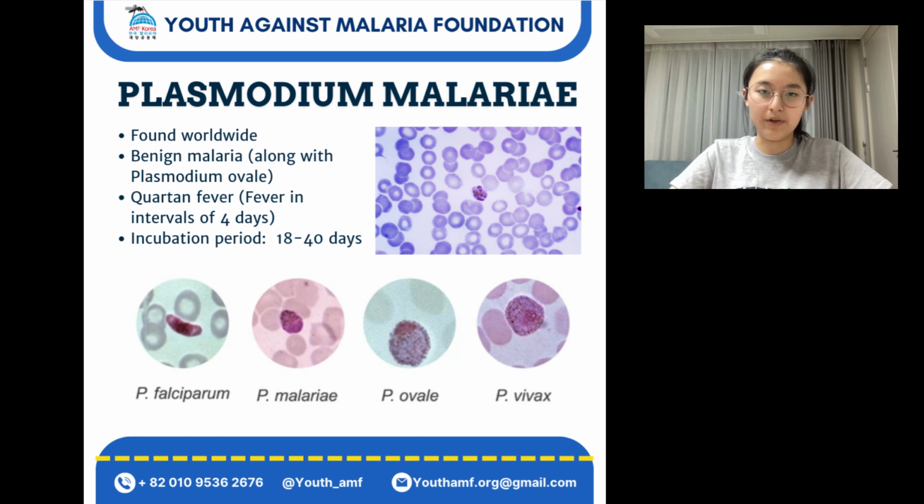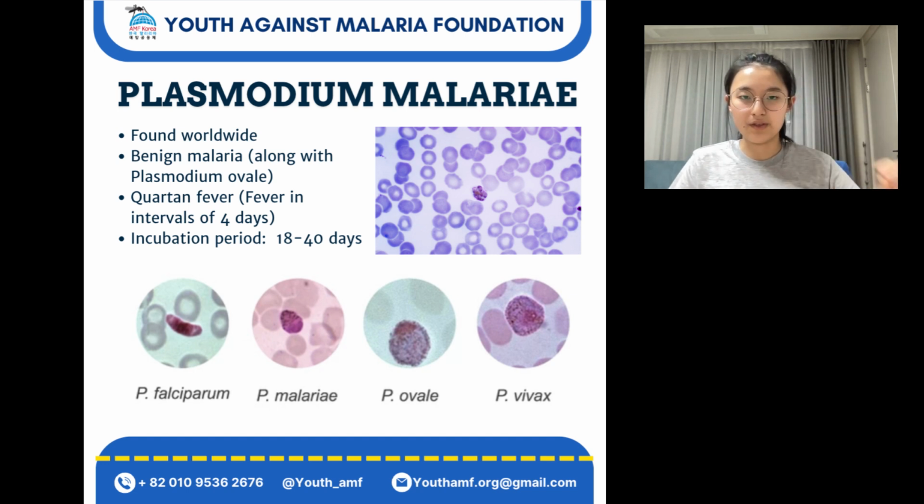Next, we have the Plasmodium malariae. This is found worldwide, and it's a relatively benign type of malaria compared to other types, along with the Plasmodium ovale. It causes quartan fever, meaning that it's fever in intervals of 4 days. This is slightly different from the tertian fever that we talked about when discussing Plasmodium ovale. Its incubation period is quite long. It can be approximately 18 to 40 days.